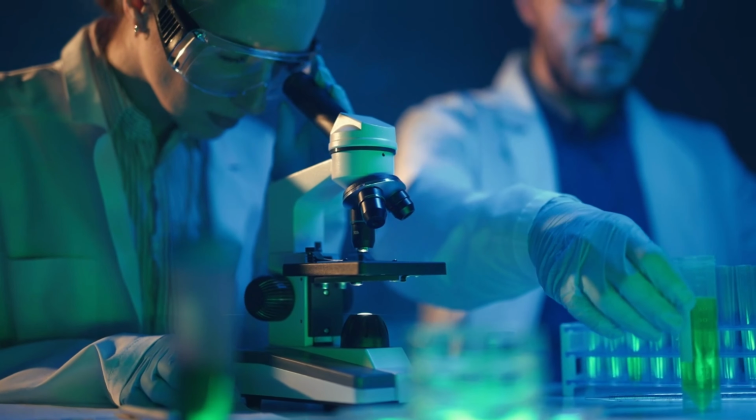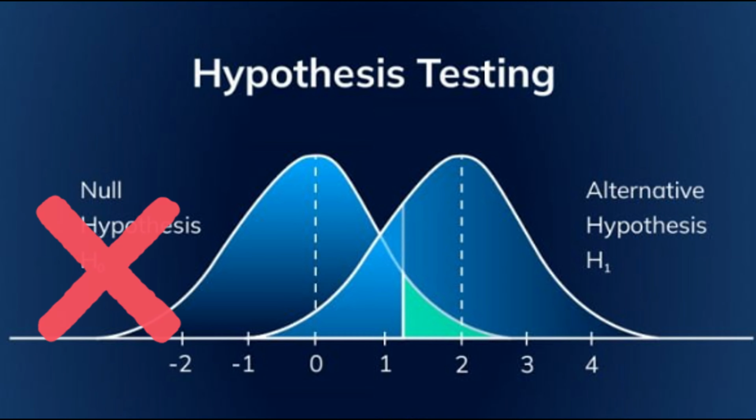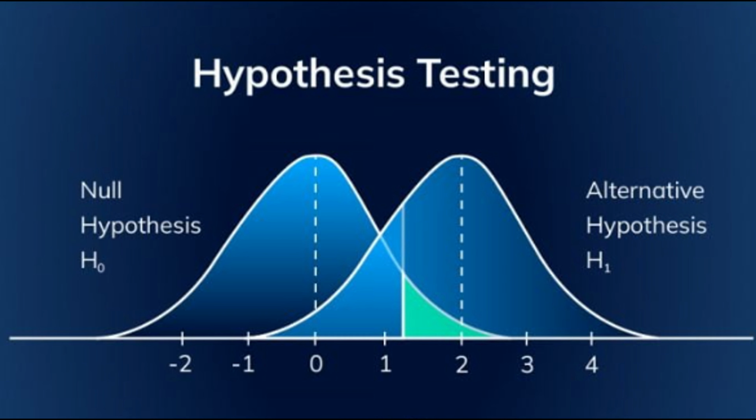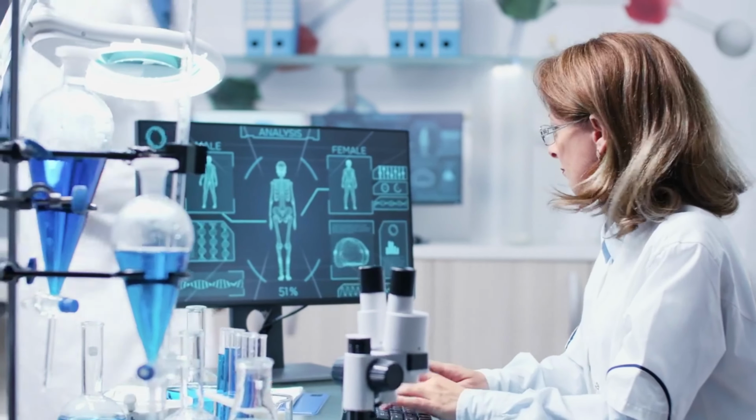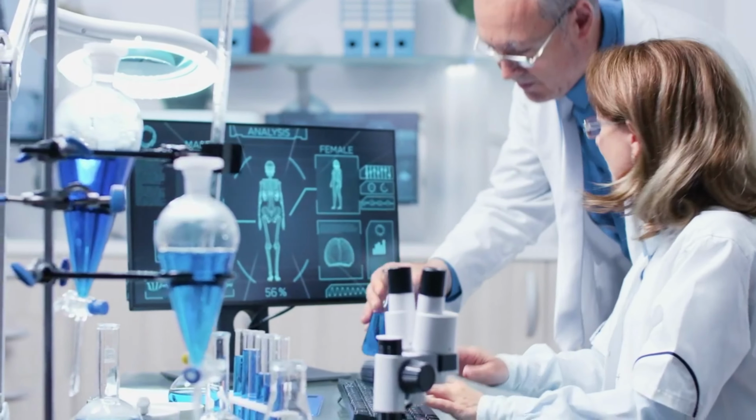But scientists can still make mistakes. Type 1 error, rejecting H0 when it was actually true. Thinking the test works when it doesn't. Type 2 error, failing to reject H0 when the alternative is true. Missing a test that actually works. Good study design and large sample sizes help reduce these errors.